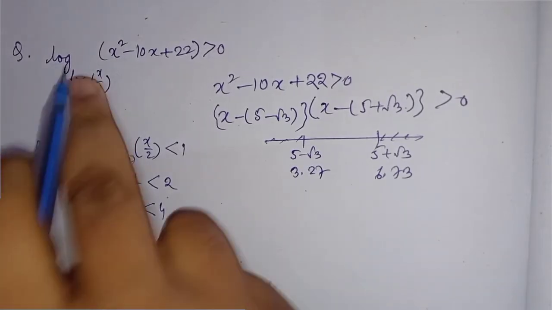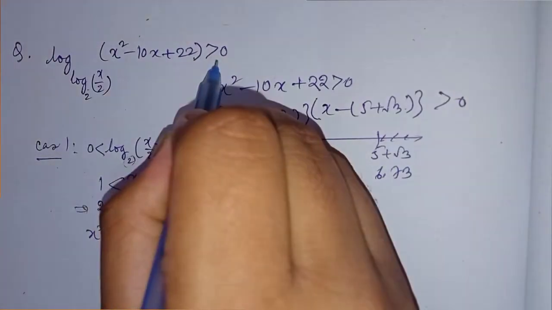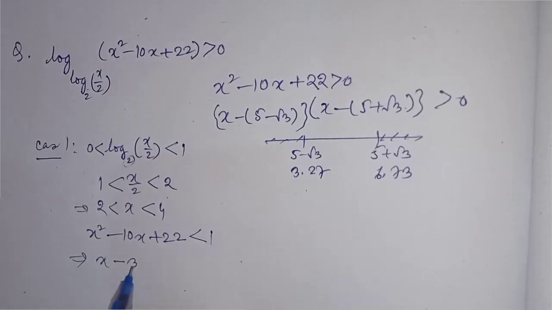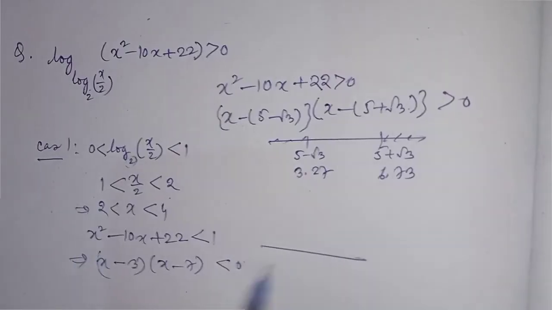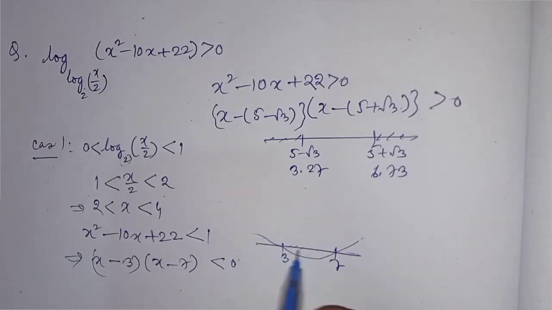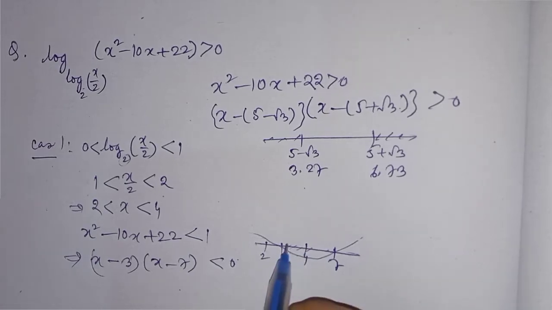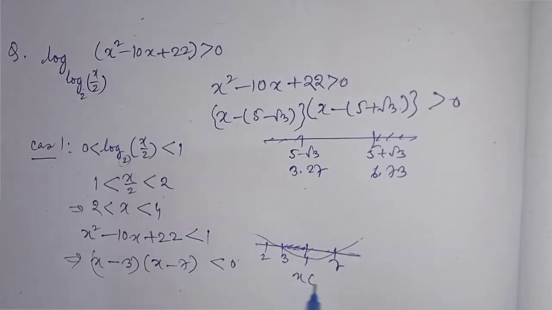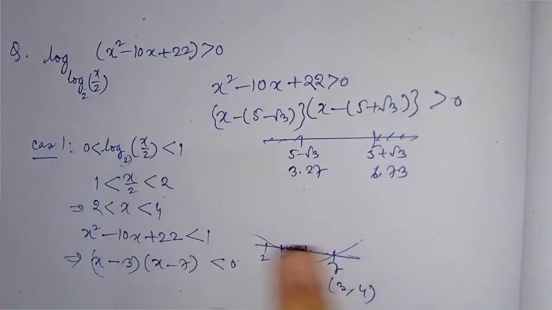So when x is between 2 and 4, x square minus 10x plus 22 is less than 1, so this sign will change. So what I am getting is x square minus 10x plus 21 less than 0, so x minus 3 into x minus 7 is less than 0. So my interval will lie between 3 and 7, but x must also lie between 2 and 4. So taking the intersection, x lies between 3 and 4. In this particular case, x belongs to 3 to 4. We have not taken the intersection with the domain condition, we will take it later on.